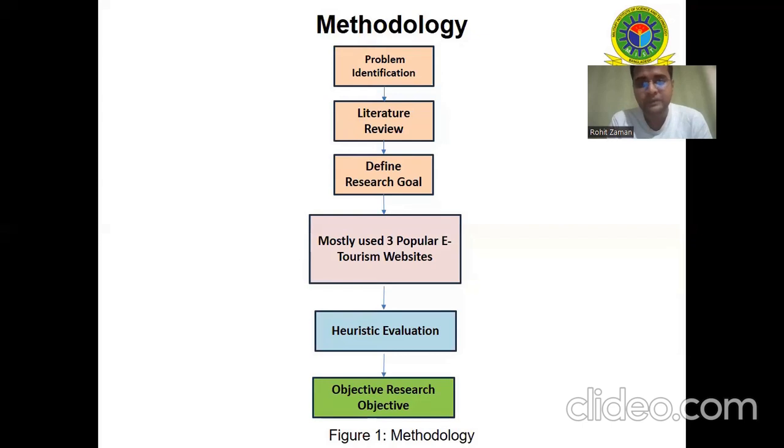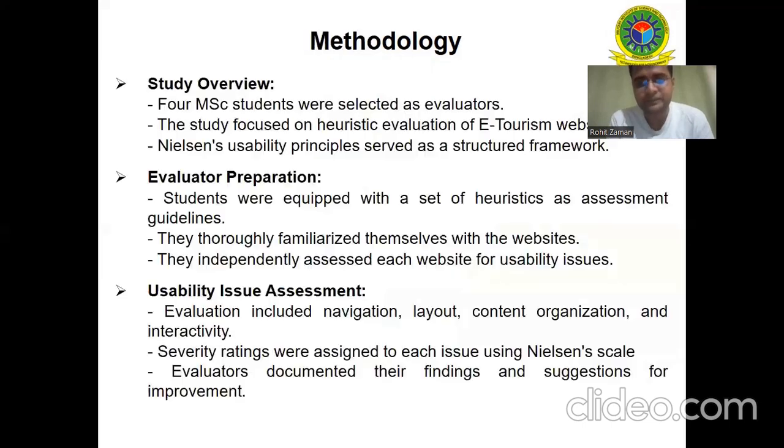First, we identify the problems, then literature review, then define the research goal, then we did the heuristic evaluation based on the mostly used popular tourism websites. Then finally, after doing the heuristic evaluation, we achieved our objectives. For the evaluation, basically we involved 4 participants, and each one has knowledge of human-computer interaction, and also has good knowledge about heuristic evaluation.